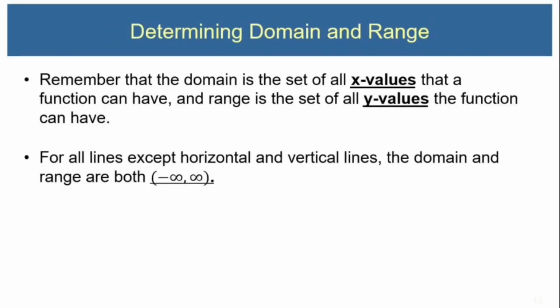Now, before we do a couple of examples together, on these questions in my lab, they will frequently ask you, what is the domain of this line? What is the range of this line? So remember that the domain is the set of all x values that a function can have, and the range is the set of all y values that the function can have. For all lines except horizontal and vertical lines, the domain and the range will both be negative infinity to positive infinity, and we'll see why in just a minute. And we'll also look at a couple of examples with horizontal and vertical lines so you can know what happens to the domain and range on problems like that.